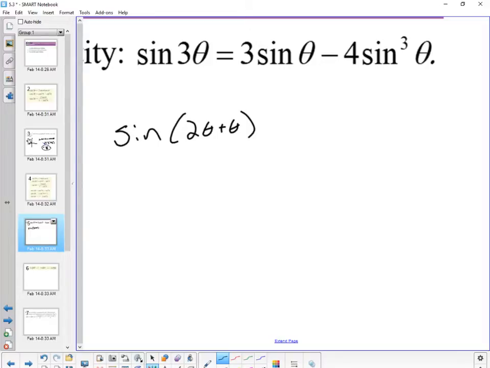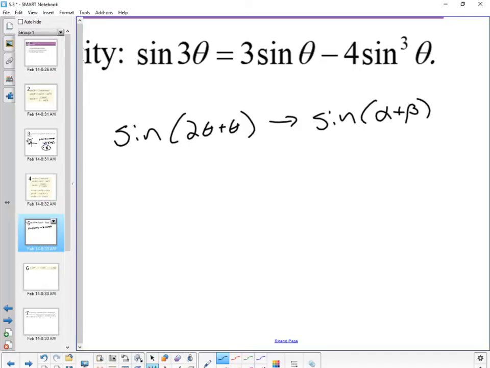Okay, here's how you want to do it. I'm taking 3 theta and I'm making it 2 theta plus theta, because 2 thetas plus a theta makes 3 thetas. Because I did that, now I've allowed myself to use one of the formulas that I had from yesterday, which is alpha plus beta. Remember that?